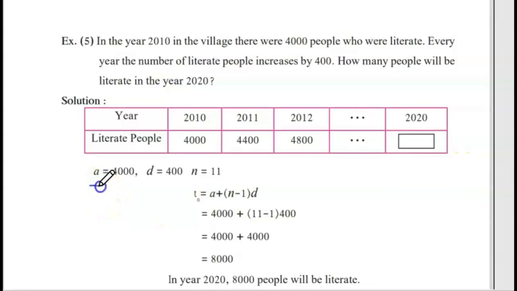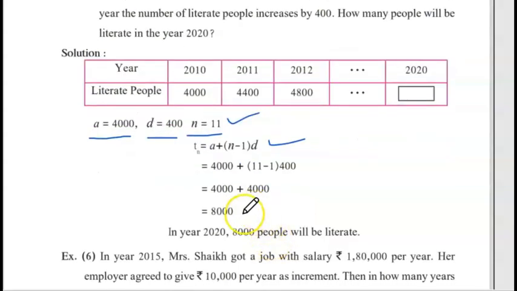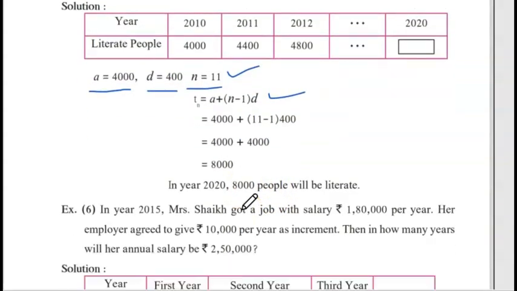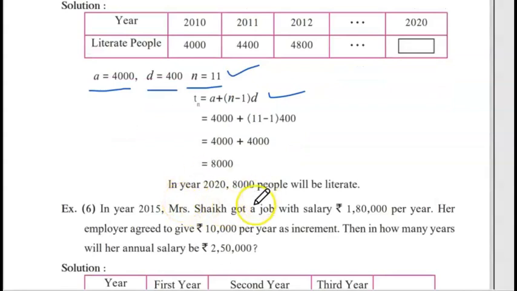Now here a is equal to 4,000, d is equal to 400, n is equal to 11. Okay, if we count it from 2010 to 2020, then you will get here n is equal to 11. Tn is equal to a plus n minus 1 into d. Substitute the value of a 4,000, n is 11 minus 1 into 400. Then you will get here 10 into 400, you will get here 4,000. 4,000 plus 4,000, you will get here 8,000. And hence, in year 2020, 8,000 people will be literate.